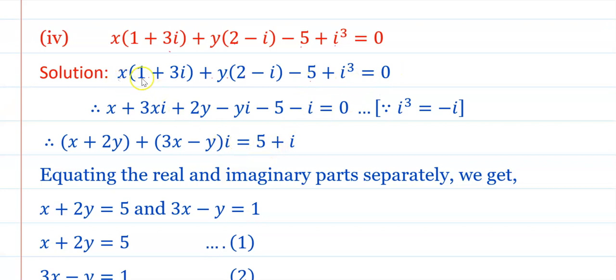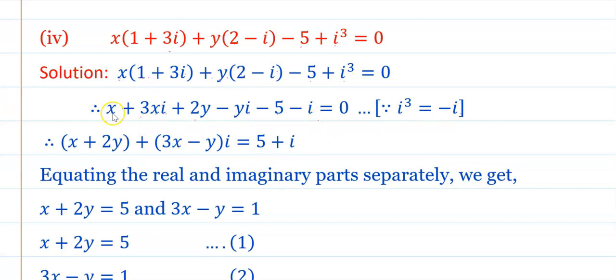A normal multiply. X into 1, x. X into 3i, 3xi. Y into 2, 2y. Y into minus i, minus yi, minus 5. But what about the i cube? i cube is minus i.